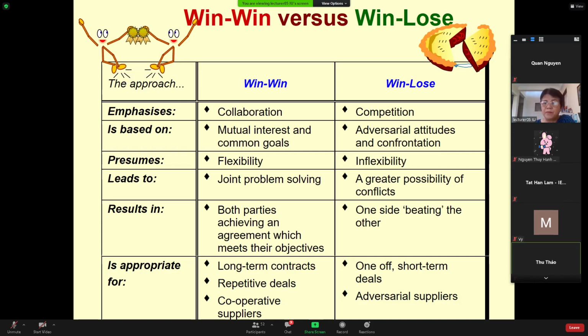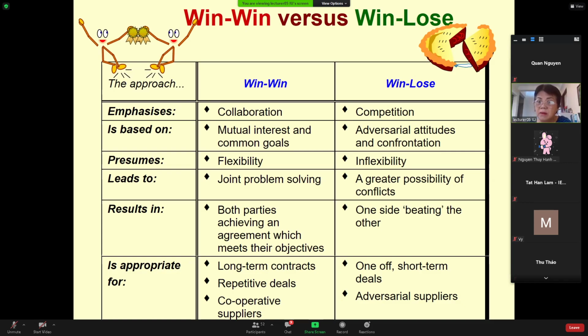And the win-win negotiation requires flexibility, whereas the win-lose is inflexibility. Joint problem solving, whereas there is greater possibility of conflicts. And the win-win relationship results in both parties achieving an agreement which meets their objectives. So we understand ourselves and we understand the other party. Whereas win-lose is one side beating the other.